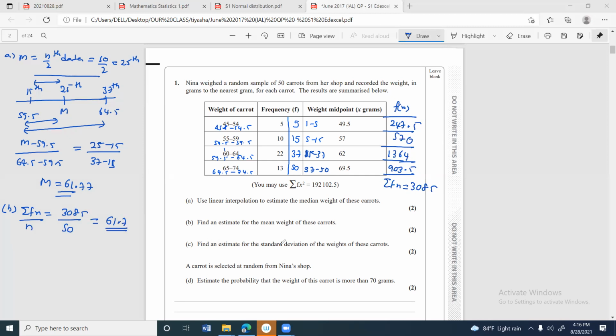Then the next part is to find the standard deviation of this. Straightforward, you can't find it directly. Initially, we need to find the variance. Variance is summation of fx squared divided by n minus summation of fx divided by n, all squared. The summation of fx squared is 192.5 divided by 50 minus, this is summation of fx, 3085 divided by 50, whole thing squared. With this, you can get the variance, right?